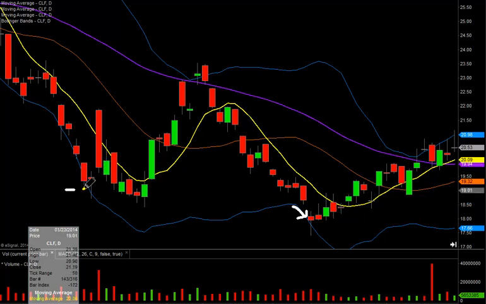So a couple nice little examples of keeping your eye out for those candles, for the type of candlestick formed, and where that candlestick is forming relative to the Bollinger Bands. And then finally for this example, I'm not going to say it's a bad example, but it's just one where we know about the candle.